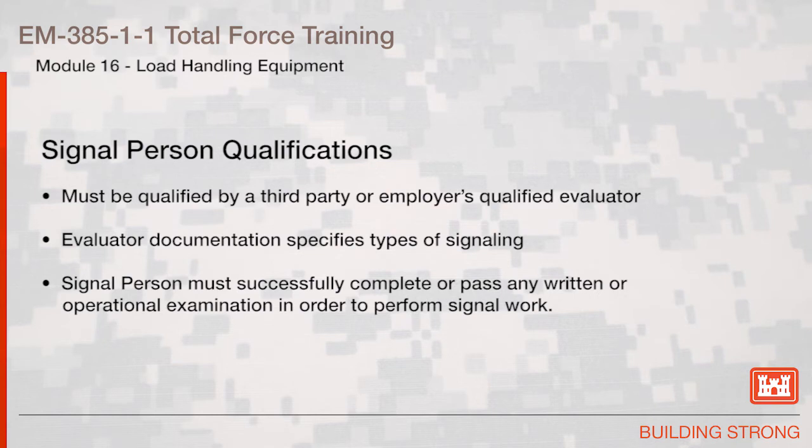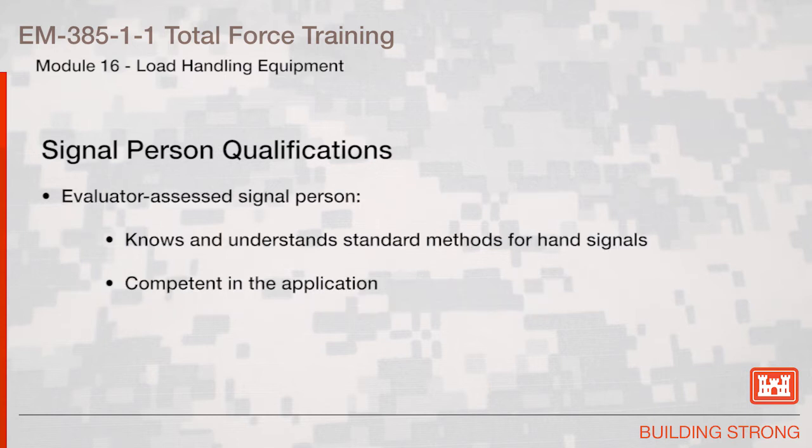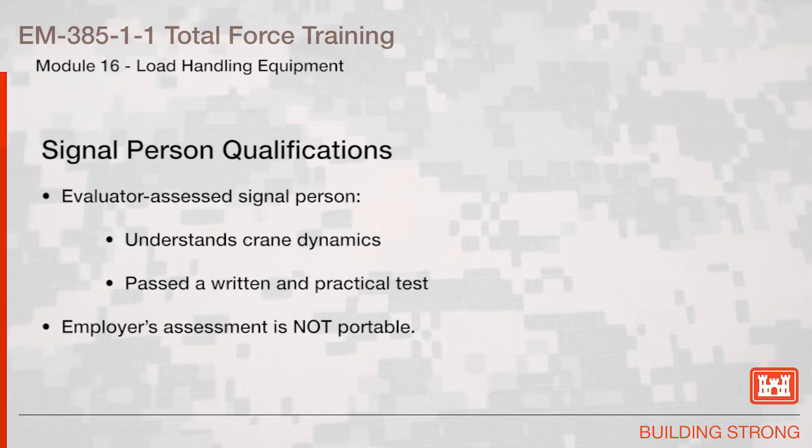Signal person qualifications require that the signal person be qualified by a third party or employer's qualified evaluator. The evaluator documentation specifies the types of signaling. Signal persons must successfully complete or pass any written or operational examination in order to perform signal work. Evaluators that assess signal persons must ensure that they know and understand standard methods for hand signals, are competent in the application, understand crane dynamics, and pass a written and practical test. The employer's assessment is not portable.